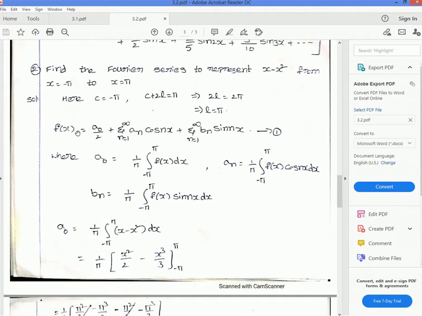We know the Fourier series for f of x. The given function is in the interval minus pi to pi, but we can verify whether it is even or odd. But x minus x square is neither an even function nor an odd function. Why? Because if you replace x by minus x, we are not getting the same function.